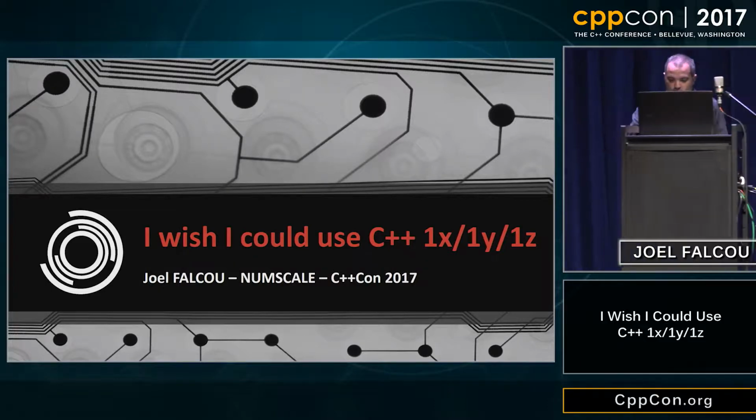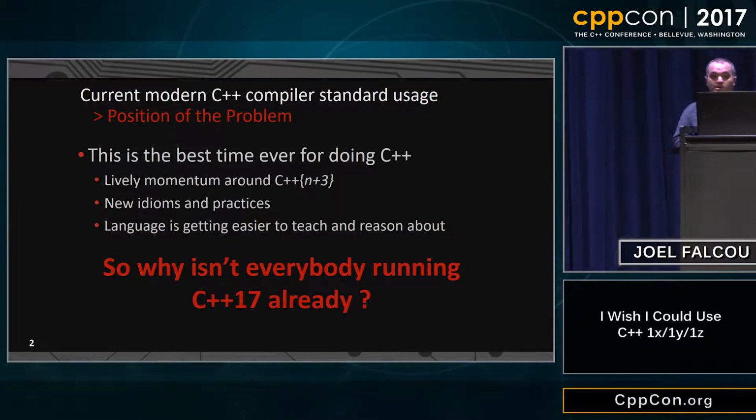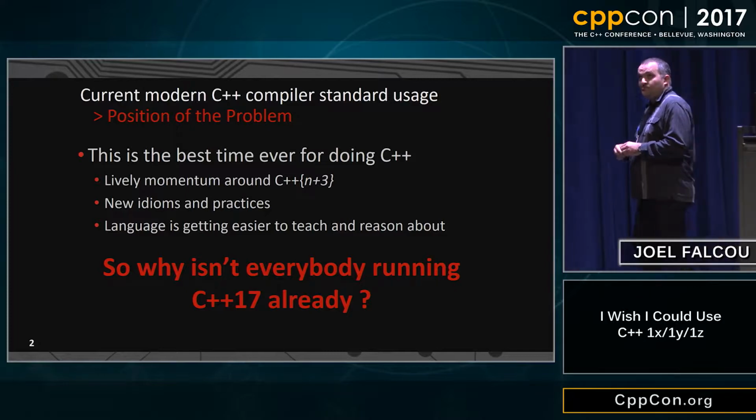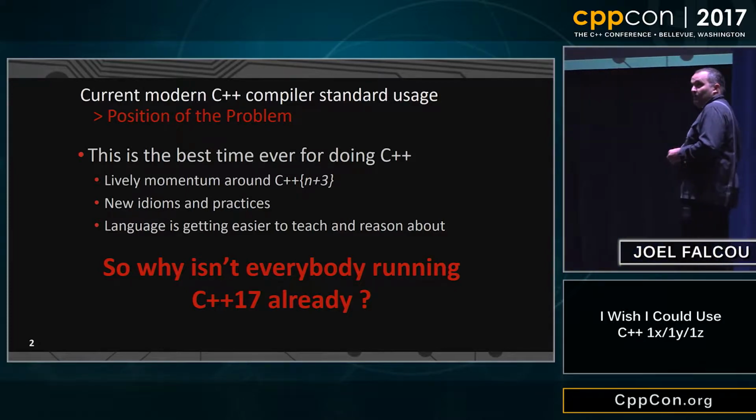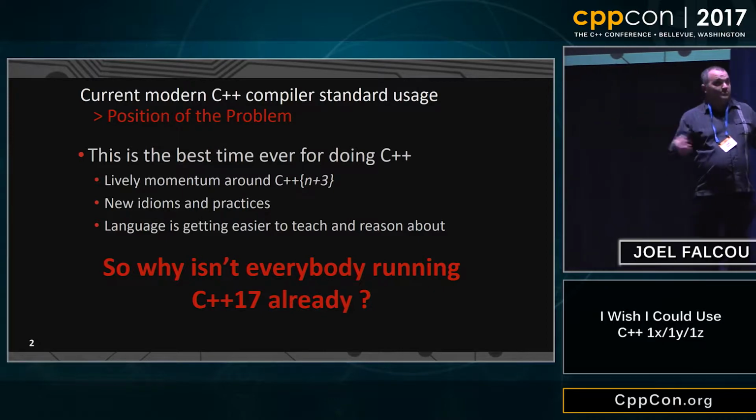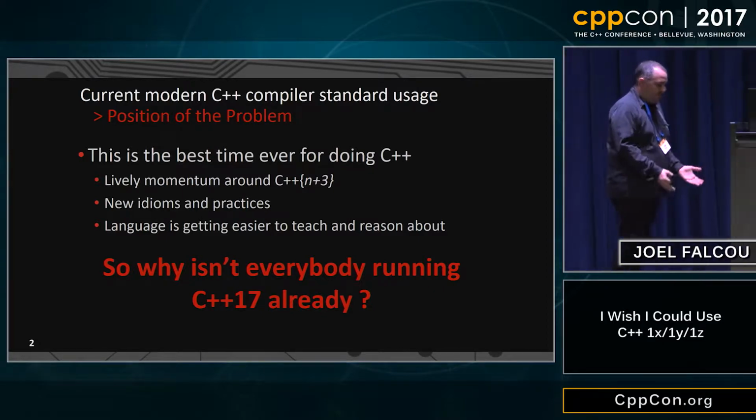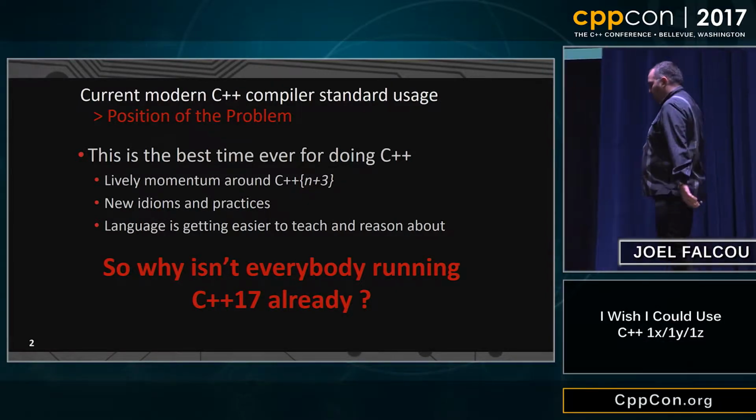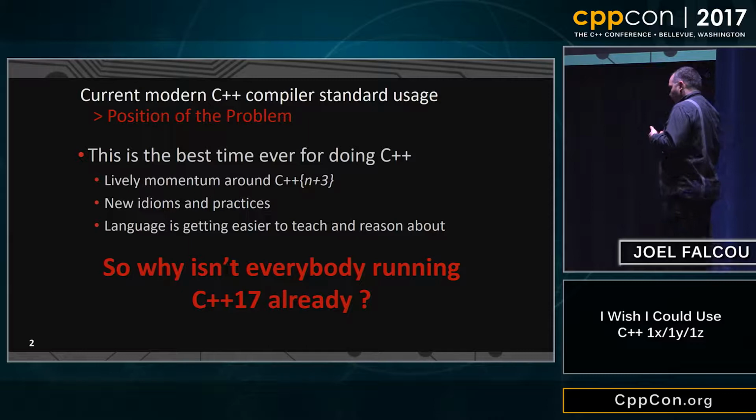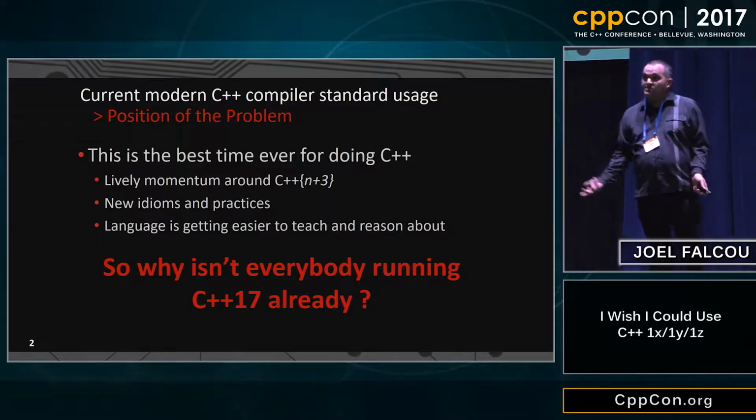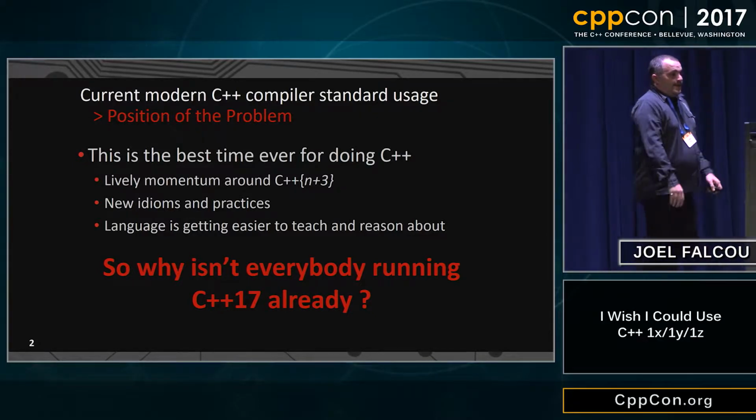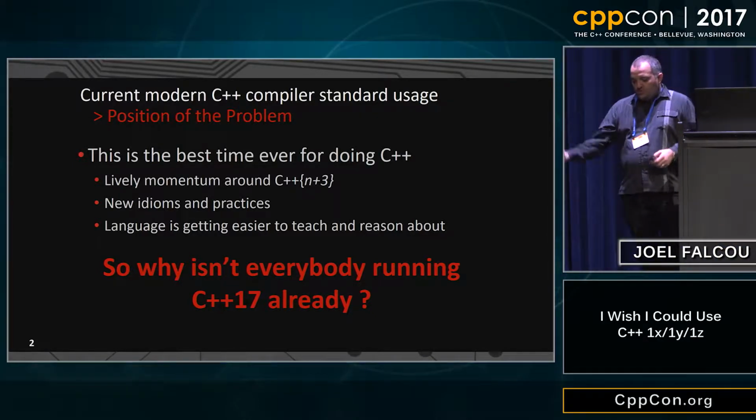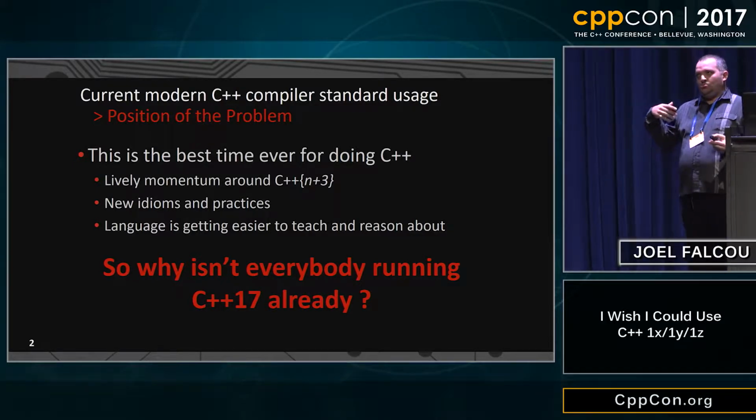So, what was the problem actually? We are probably at the best place in time to do cool C++ things. There is a large amount of interest and momentum around the current version of C++, the next one, and starting soon, the next one. So there are a lot of things going on. A lot of experimentation leads to very cool new ideas and practices, some you may have seen this week or last year. And the language itself is getting easier to teach and easier to reason about. It's more workable than ever.